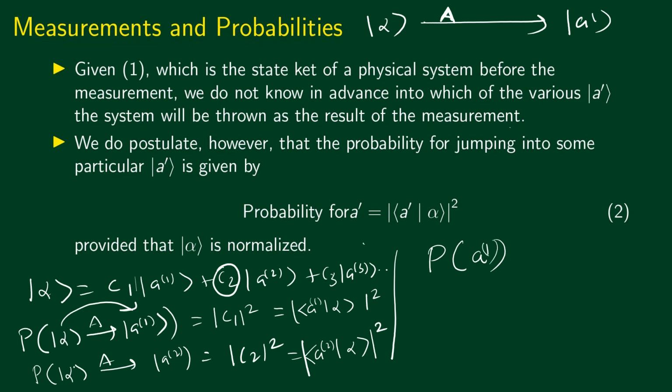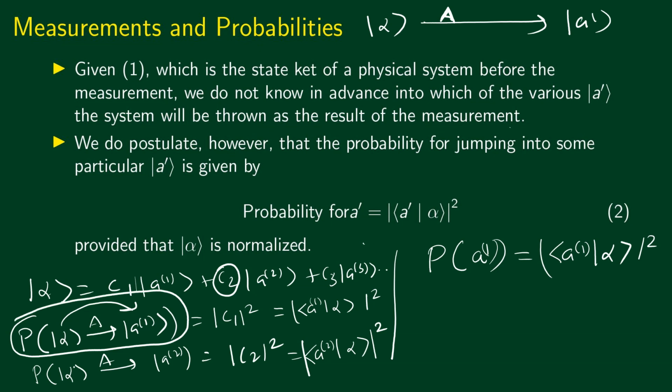So you can also say that the probability for measuring an eigenvalue A1 is equal to the modulus square of C1, or the modulus square of the bracket ⟨A1|α⟩. So these two things are the same thing. I could either say the probability that the state changes from ket alpha to ket A1, or I can say the probability of measuring the eigenvalue A1.